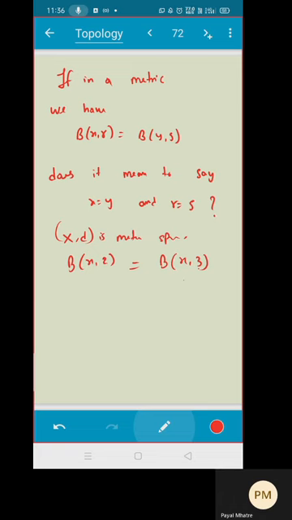Have I sent the practical sheet? No, I don't remember. Okay, okay. I'll send it by today evening.